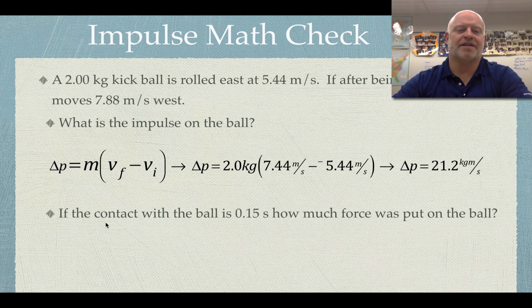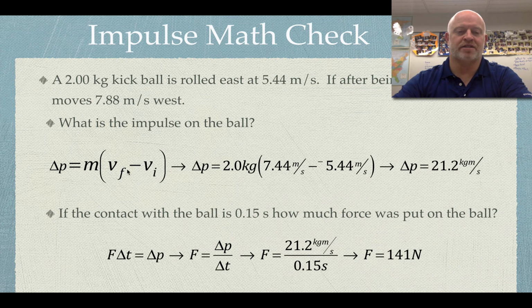Now, contact with the ball was 0.15 seconds. So if we now take this idea, we know our change of momentum, and we know it's force times change in time. So the force we get is going to be our change in momentum, which we already solved for, divided by our time. So we're going to get a force of 141 newtons, okay? And it should have the same sign, because if you're going to put that much force on the ball, it should move off in the same direction. So we have 141 newtons to the west, or a positive 141 newtons of force applied to this, okay?